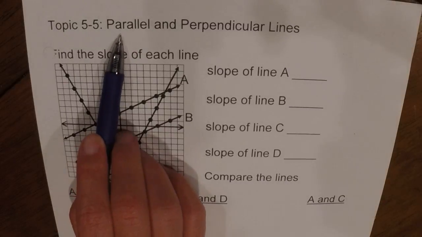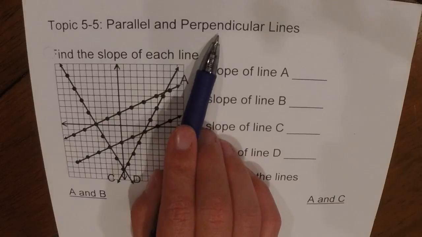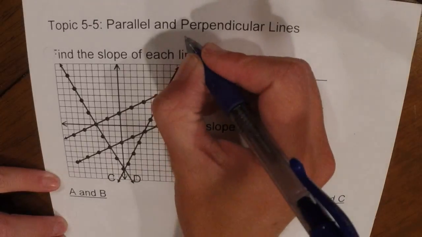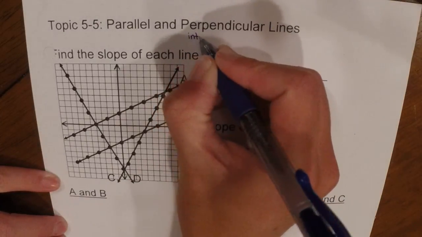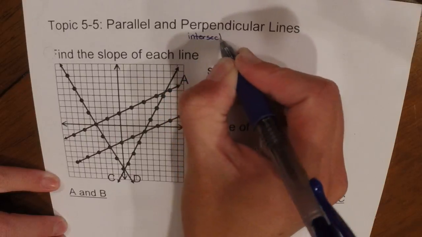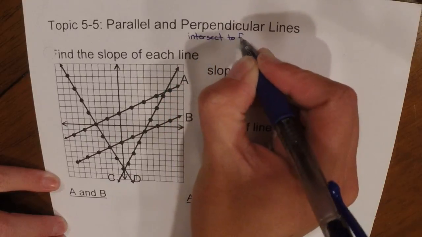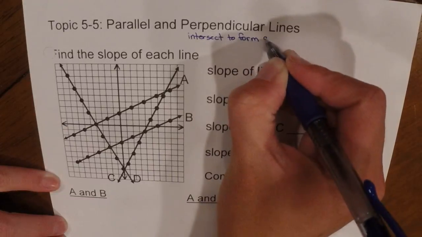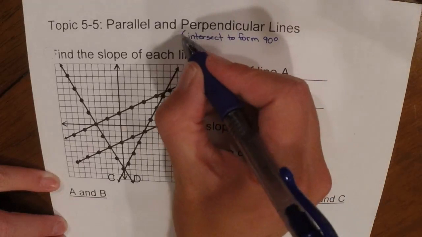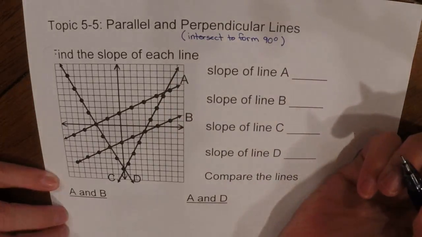Parallel means two lines that do not intersect. Perpendicular does not mean that the lines cross. A lot of you guys are under the understanding that any two lines that cross are considered perpendicular. Perpendicular lines means that they intersect to form a 90-degree angle. This is very, very important.